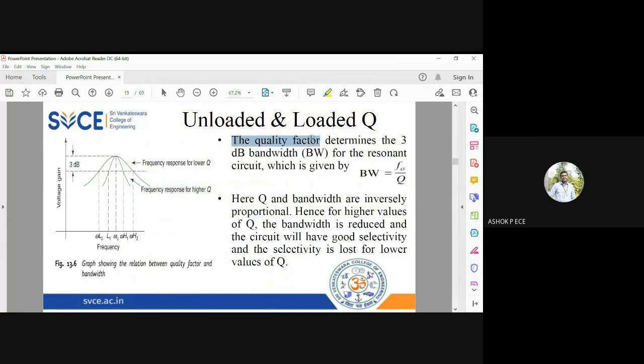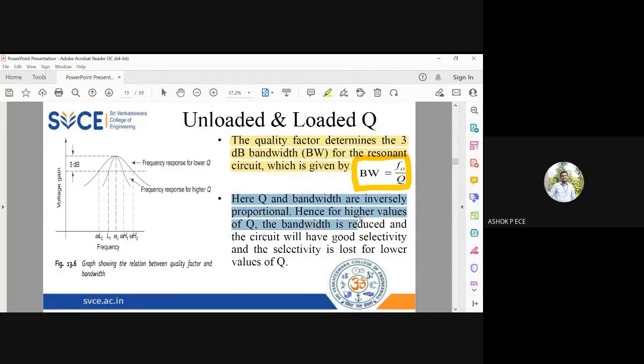Generally, the relation between F naught, Q and bandwidth is given by bandwidth equal to F naught by Q, or Q is equal to F naught by bandwidth. This is the relation which will help you to solve many problems in the tuned amplifier. The bandwidth and quality factor are inversely proportional because F naught is a constant. For a given frequency of operation, F naught will be constant, right? So you see here, Q and bandwidth are inversely proportional.